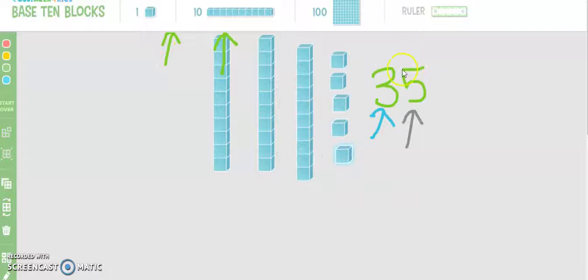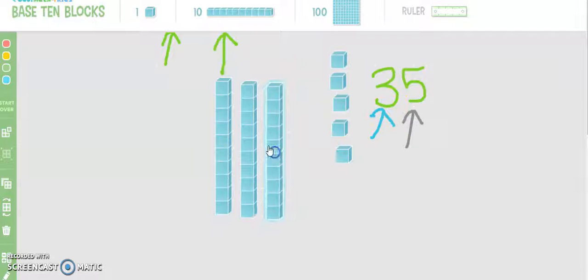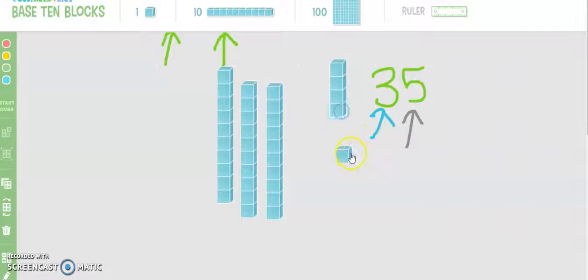So we really have 3 groups of 10, which is represented here. 1, 2, 3, or also known as 10, 20, 30. And we have 5 ones. 1, 2, 3, 4 and 5. As you can see, you can stick them together or you can bring them apart.